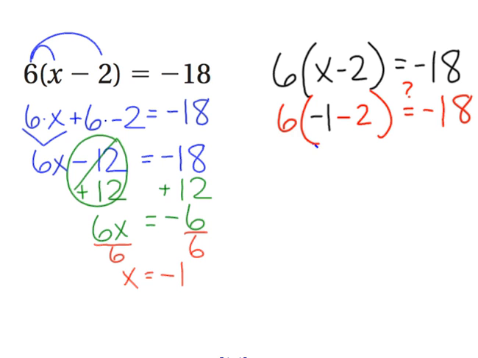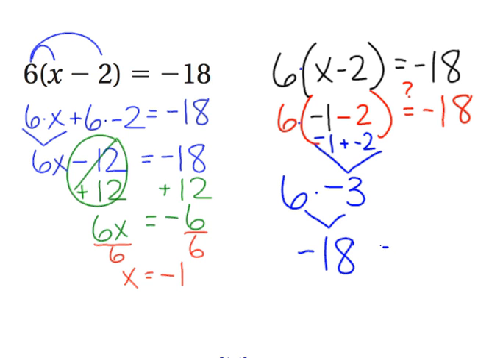So starting with my parentheses, negative 1 minus 2, that's the same as negative 1 plus negative 2, which is negative 3. Since there's no symbol in between the 6 and the parentheses, it means multiply. And 6 times negative 3 is negative 18. So since we got the same thing on both sides, we know we have a correct answer.